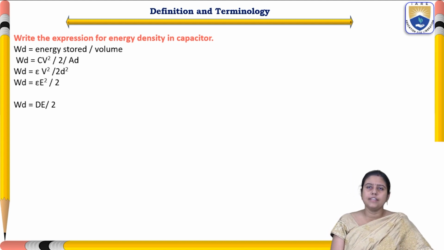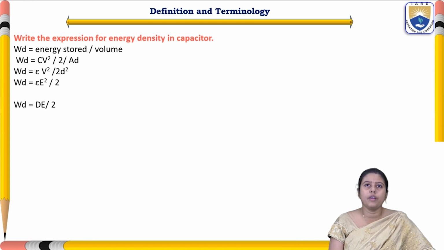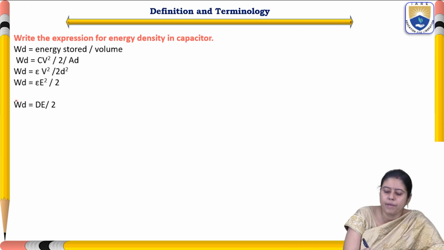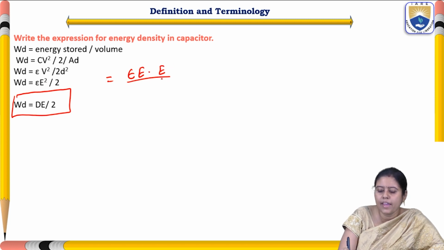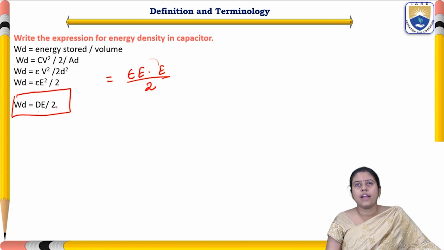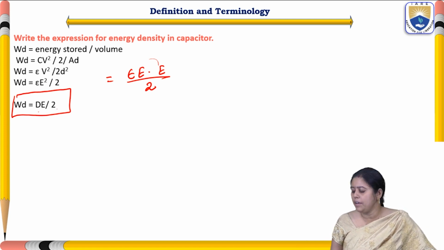Write the energy density in the capacitor. WD is equal to energy stored per volume. What is the energy stored? Energy stored is equal to half C V square. What is the volume? Volume is equal to area into the displacement. So we can write half C V square as epsilon V square by 2D square. If we put in the values, we get epsilon E into E by 2, and epsilon E is nothing but D. So the energy density in the capacitor is D E by 2.